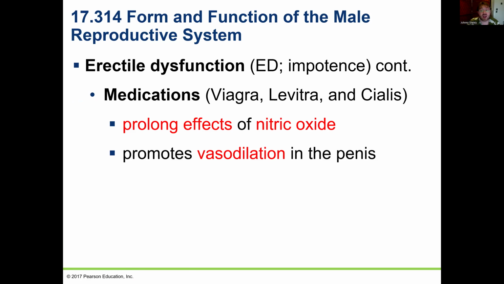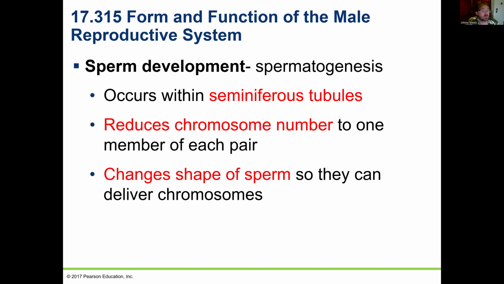Now, sperm development, spermatogenesis. This is going to occur within the seminiferous tubules, and it's going to reduce the chromosome number to one member of each pair. So basically, whenever your body is synthesizing tissue, it's going to start with the same amount of DNA as you. It's going to have 23 chromosomes, 2 copies of each, one from mom, one from dad. So you're going to have 46 total.